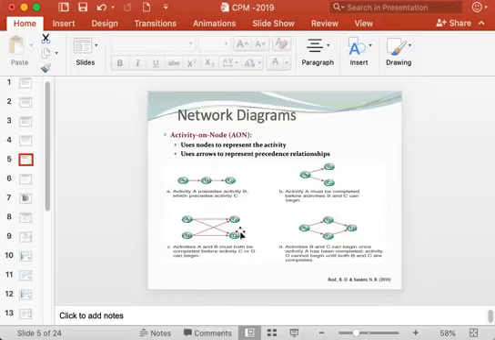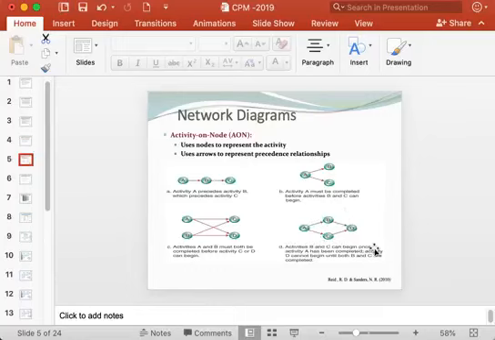If you take this example, in this project there are 4 activities and they are related in this manner. For activity C to start, both activity A and B must be completed. Okay. For activity D to start, again activity A must be completed and B also must be completed. That is what it means here.